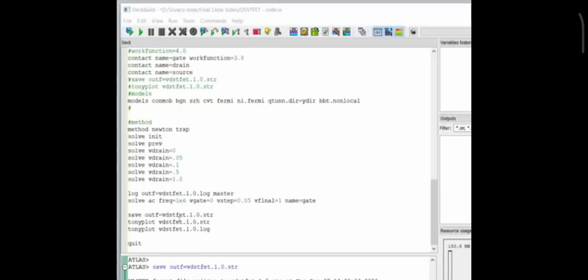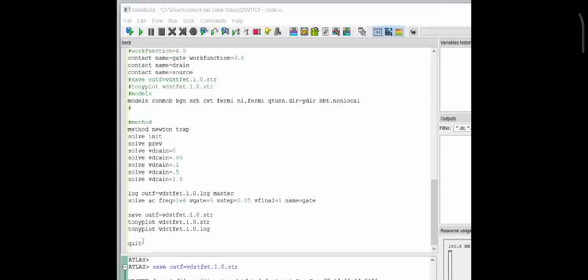Save outf is equal to the file name, this.str. The extension of the structure file is .str and the extension of the log file is .log. To visualize these two files, the log file and the structure file, you have to use the Tony plot command. Tony plot is the output command to observe the output in the waveform.